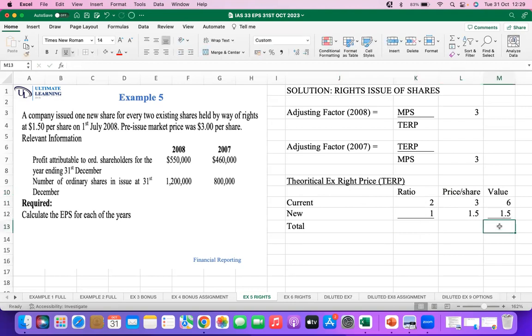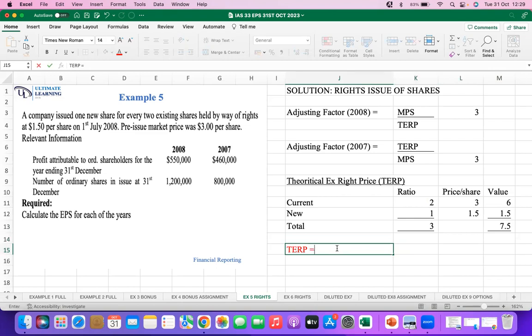So what is the total value? The total value is 7.5, and the total ratio is 3. So in order to get the TAP, it equals total value divided by total ratio.